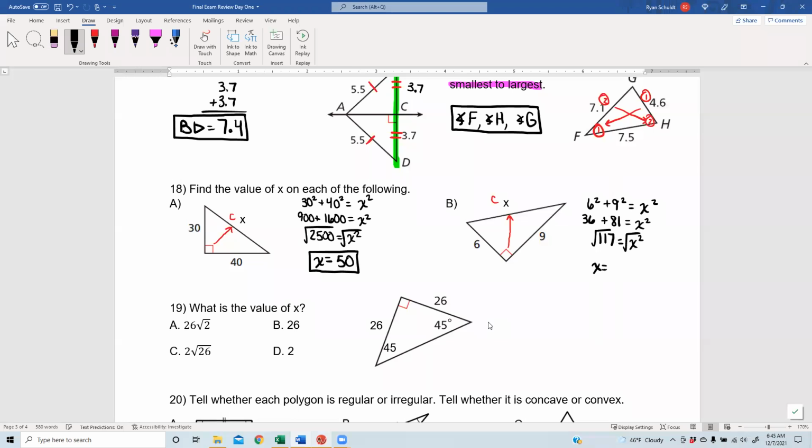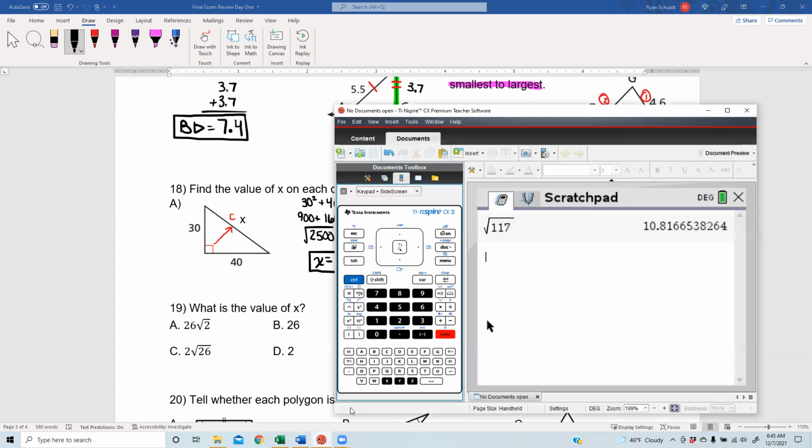X is equal to 10.8. They don't tell us to simplify the radical, so that's why I'm leaving it as 10.8. If they wanted us to simplify the radical, we could. We can do it right quick. See if I can divide 117 by 3. 39.